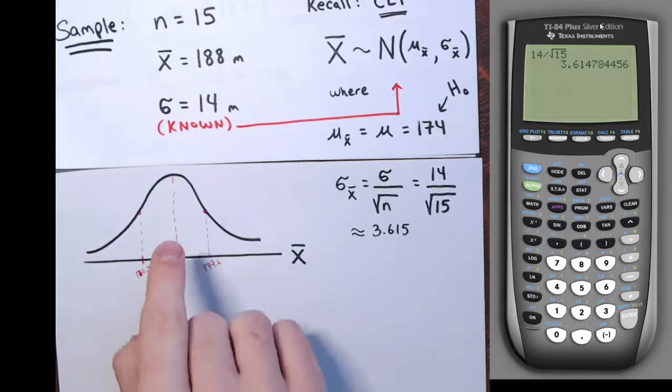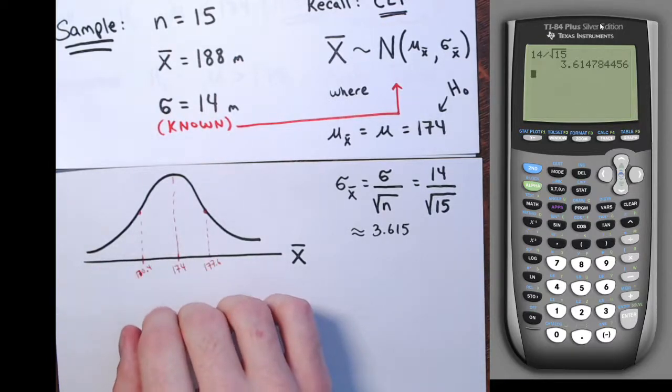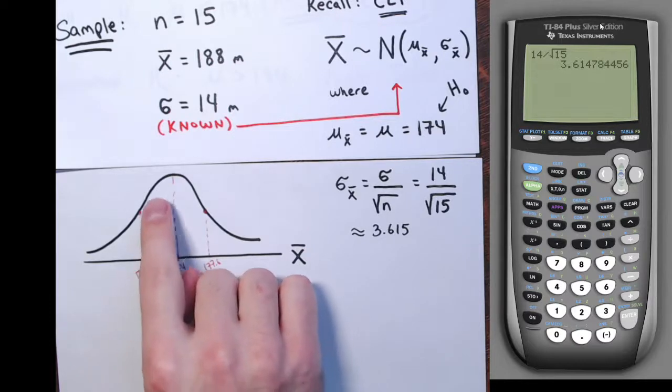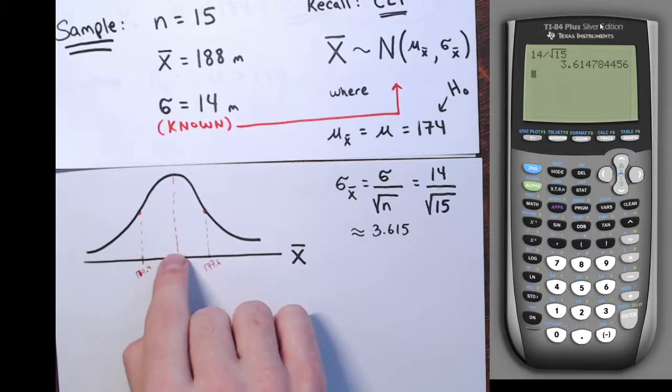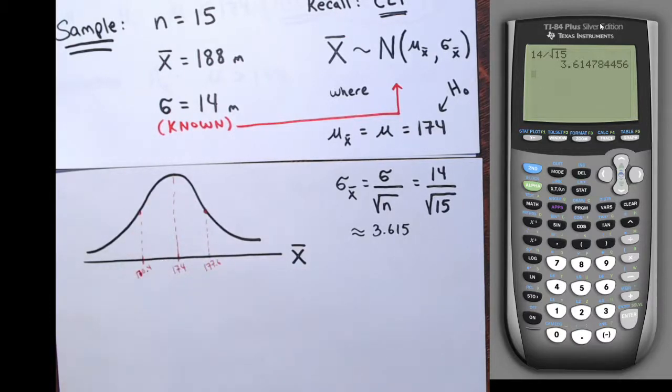And remember, you could use the empirical rule to say that about 68% of the data is underneath the curve between these two values, about 95% within two standard deviations, and about 99.7% within three, because again, it's a normal curve. But I'm not doing any of that. What we're going to do is find the test statistic for our sample.